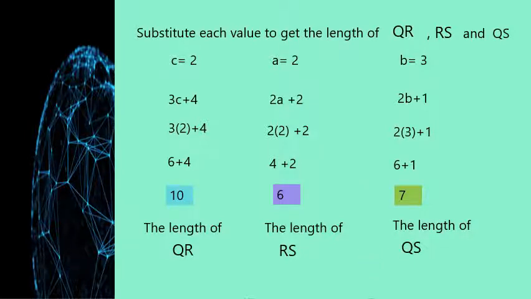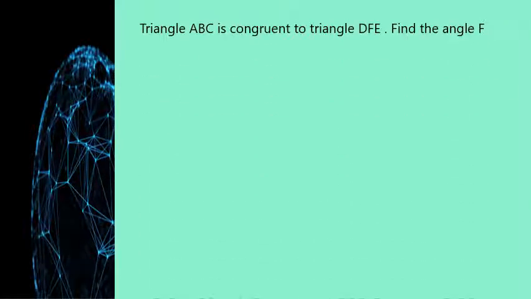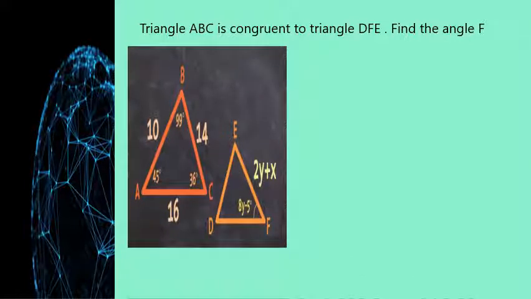Now let's go on to the next slide. Triangle ABC is congruent to triangle DFE. Find the angle F. By this time, we're going to get the angles. On the first slide, we got the lengths of the sides. Now in this one, we're going to get the angle. This is the example.